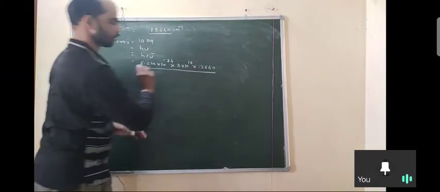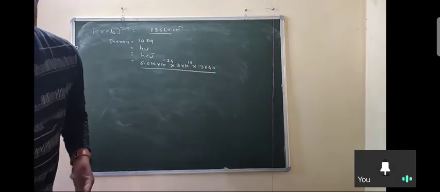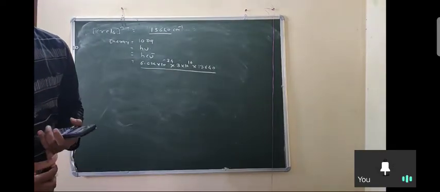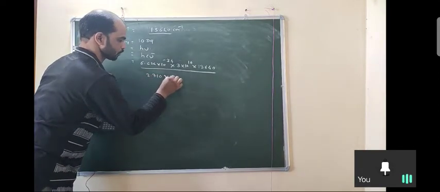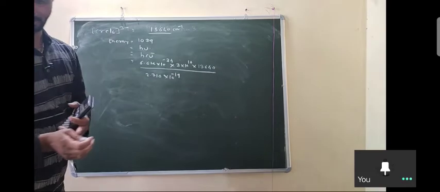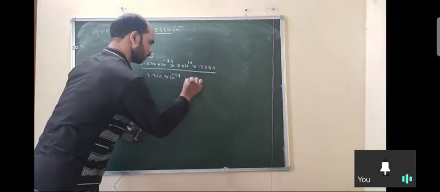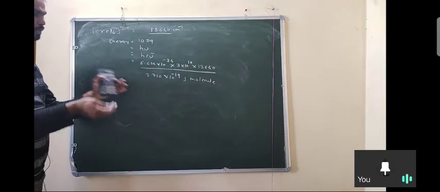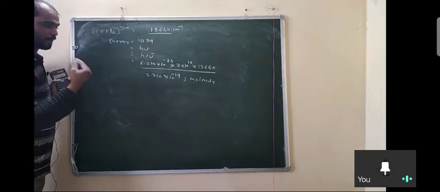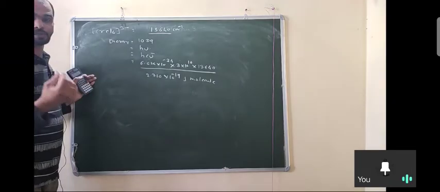Okay, just put all the values and the answer is 2.710 × 10^-19 × 10^-90 joule per molecule. So convert this into number of moles, convert into 1 mole. And you know the 1 mole is equal to how much now?